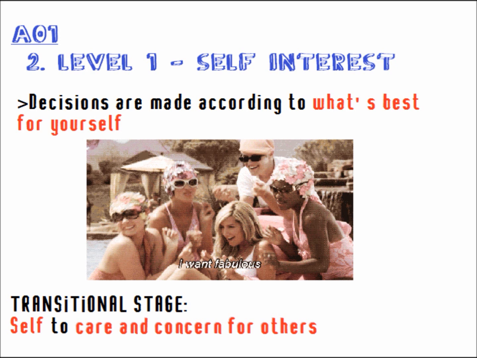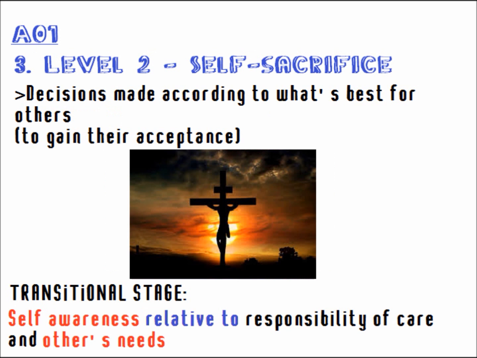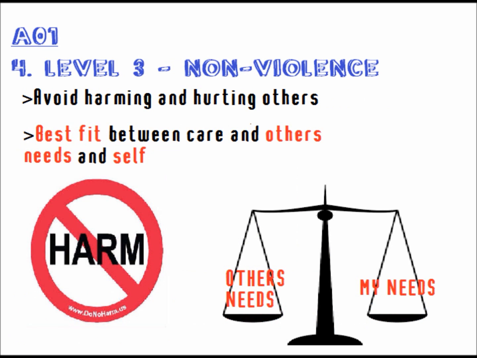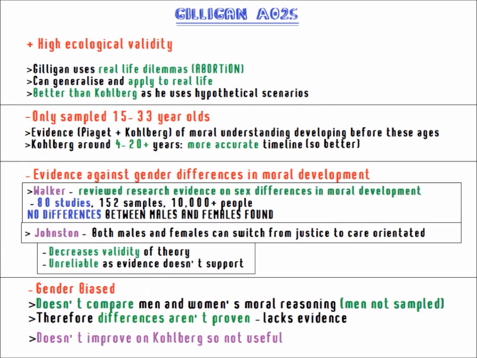Level 1, self-interest. Decisions are made according to what's best for yourself, and the transitional stage is from concern for self to care and concern for others. Level 2, self-sacrifice. Decisions are made according to what's best for others in order to gain their acceptance. The transitional stage is self-awareness relative to responsibility of care and others' needs. And level 3, non-violence. To avoid harming and hurting others, and to find the best fit between care and others' needs and the self.